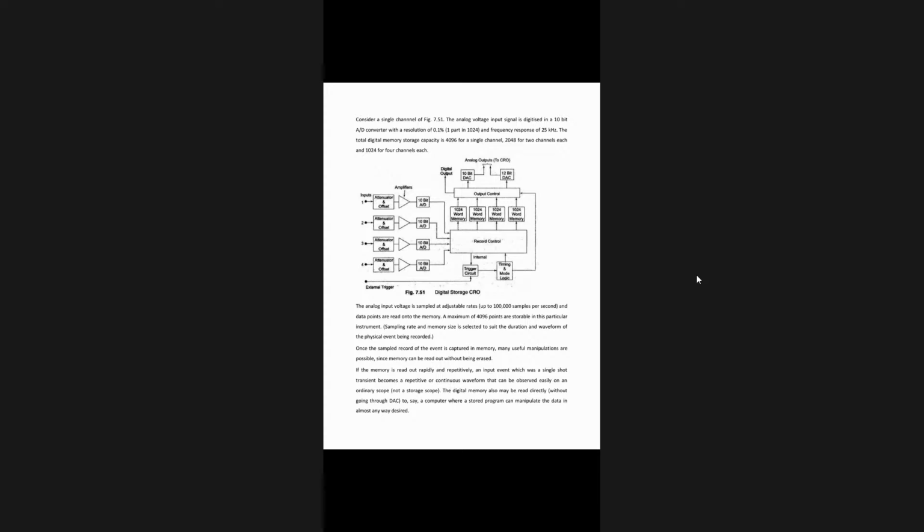So that's why the output of the memory is given to the output control interface, and then it is given to the digital to analog converter. The digital to analog converter is converting, and it is given to the CRO as an analog output. So this is the complete block diagram for the digital storage CRO or oscilloscope, as you can see here, right? So please go through this material, you will understand nicely.